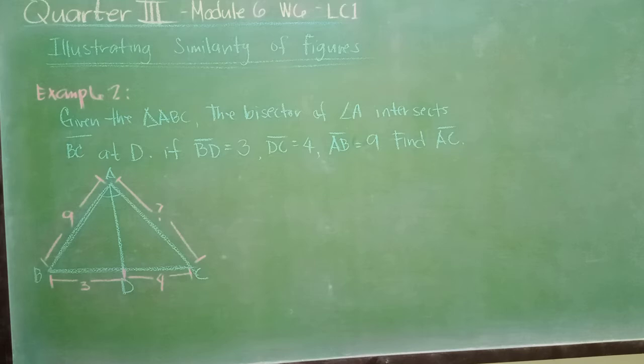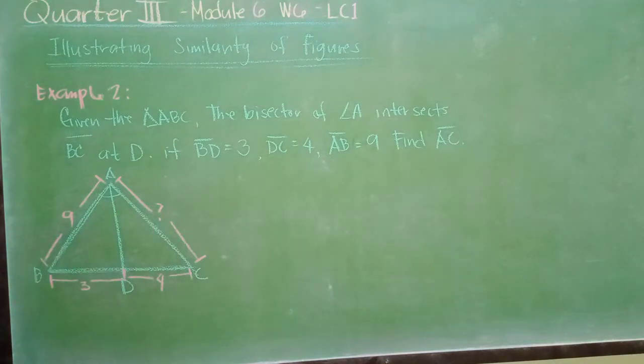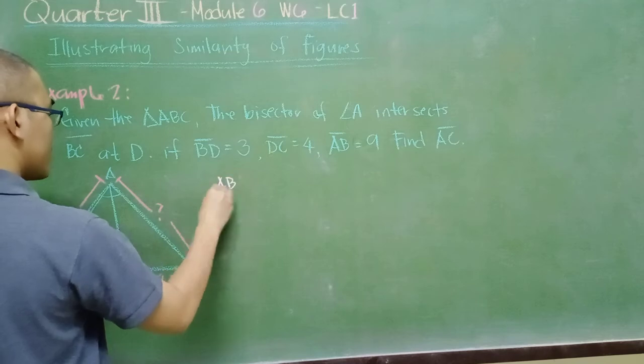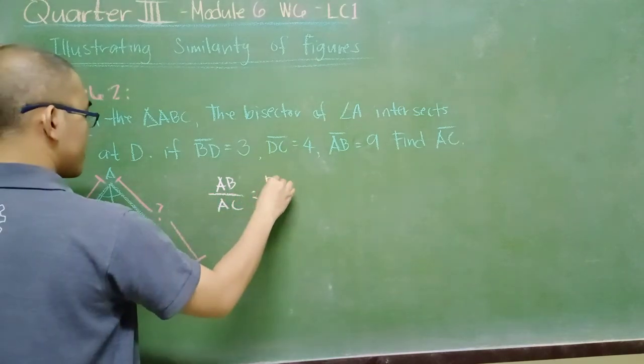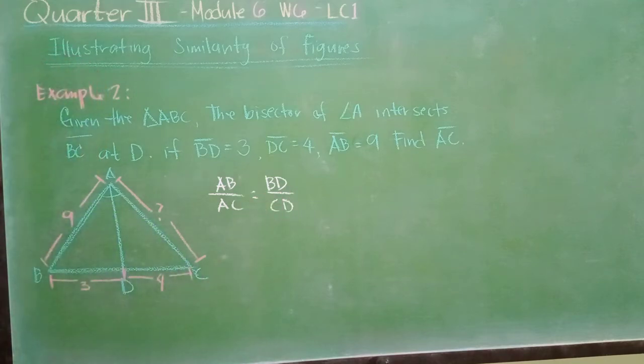So, alam na natin yung mga corresponding sides na yan. Ang corresponding side natin will be this 2 and then this 1. So, isulat natin yung ratio na mabubuo natin. First, sulat natin yung ratio nung meron na AB. AB corresponds to AC. Tapos, BD corresponds to CD or DC. Yan. So, meron na tayong value para sa AB, meron tayong value para sa BD, may value tayo para sa CD or DC. Yung nawawala is yung AC.